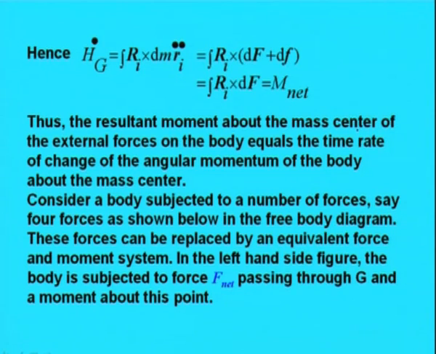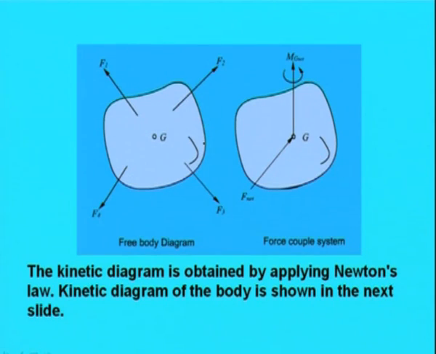So you have H dot G is equal to M net. Now consider a body subjected to a number of forces, as shown in the free body diagram here, that we make.